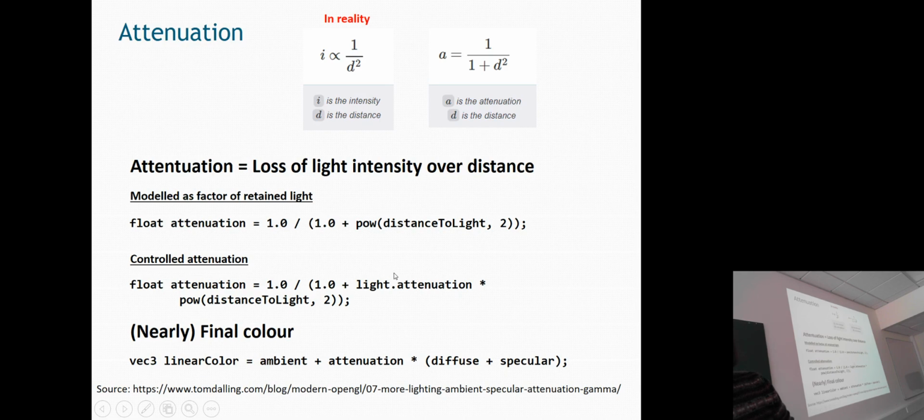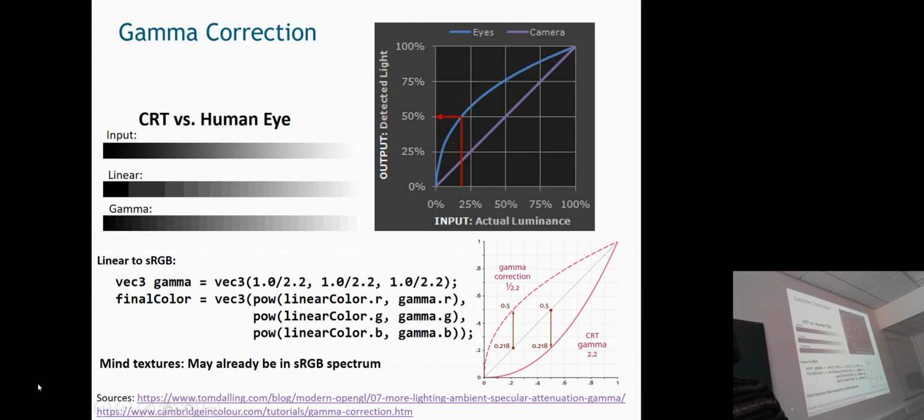And finally, when we need to find a linear color, and we will see soon what linear color is and what non-linear means in this sense, before adding directional factors like diffuse and specular components, we multiply them by attenuation. Ambient is not touched by this because we don't have one particular light source that we have to measure distance to. Let's move to the gamma correction.